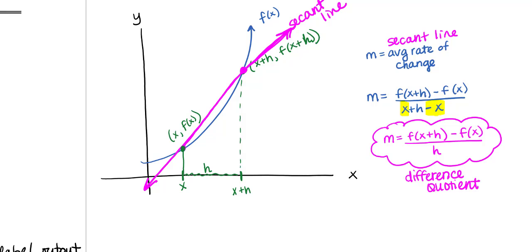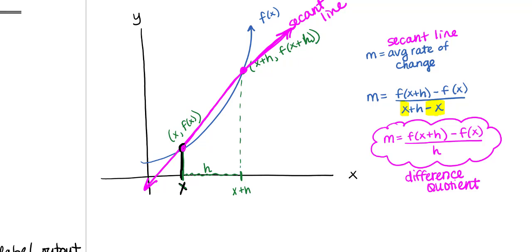But if I wanted to know how fast you are going at any one moment in time, so maybe right there at this x value, the secant line is not necessarily the best representative line or slope for that one point.